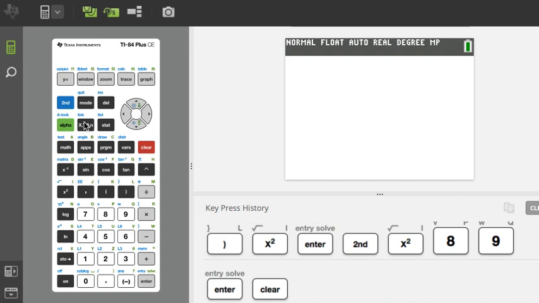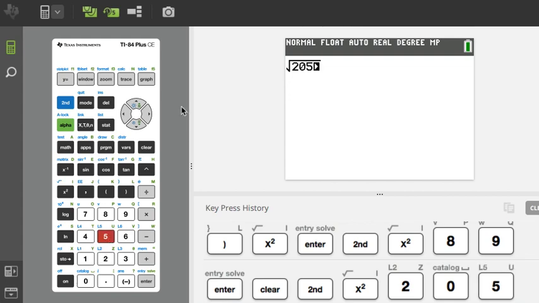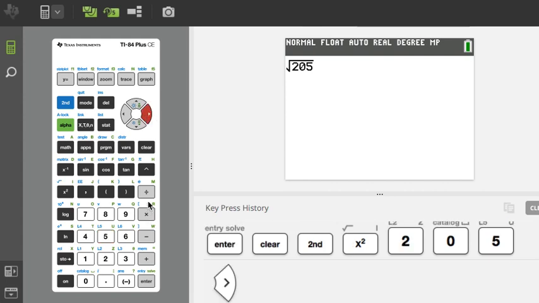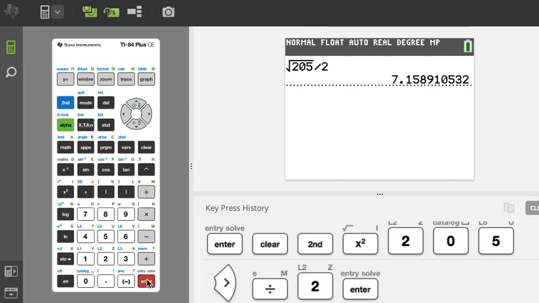So to do that on my calculator, I'm going to access the square root, and it's 205. On the newer calculators, you have to remember to use this arrow key to get outside of the radical. And then I'll press divided by 2. And the answer should be 7.16. I think this question on your homework asks you to round it to the nearest hundredth.